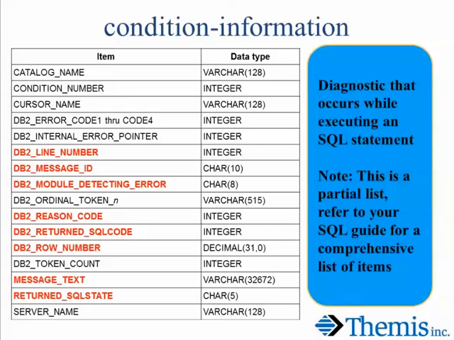bottom of the list, and I'm going to look at the returned SQL state. I usually like that information. I want to grab the text of the message. I want to know the row number that the error occurred on. I want to know the returned SQL code and the reason code. I want to find out the module that detected the error, message ID, and for SQLPL, the line number within the saved SQLPL code that the error occurred on. This is all very helpful information and is a good starting point when you're looking at the information.